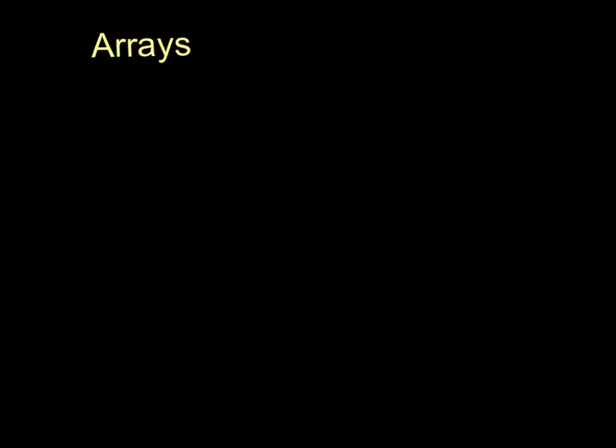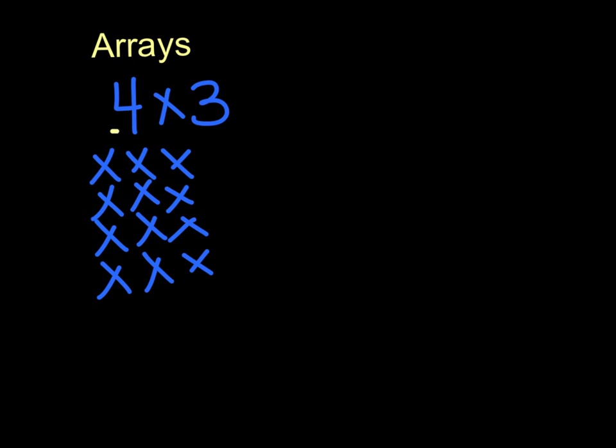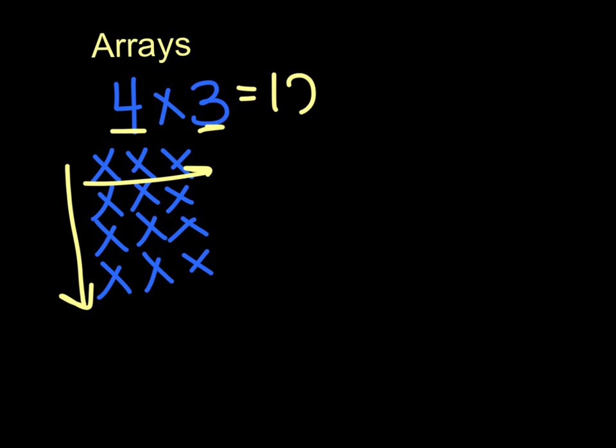Arrays was another concept we learned. Man, we've learned a lot of different strategies for multiplication and division. So can you build an array for 4 groups of 3? Okay, I hope you paused the video and you're coming back to check. So you should have 4 groups of 3. Okay, remember that first number shows how many we have going down, and the second number shows how many are in each group. So 4 groups of 3 is 12.